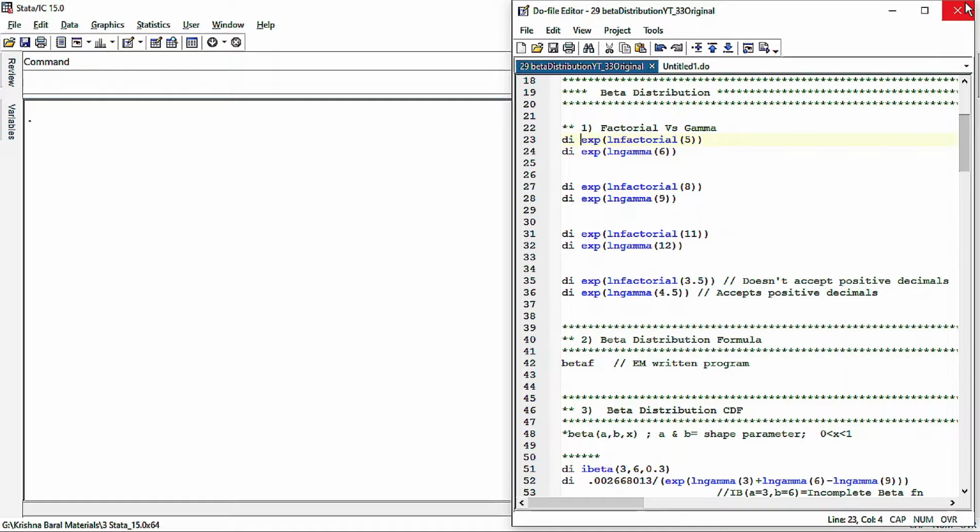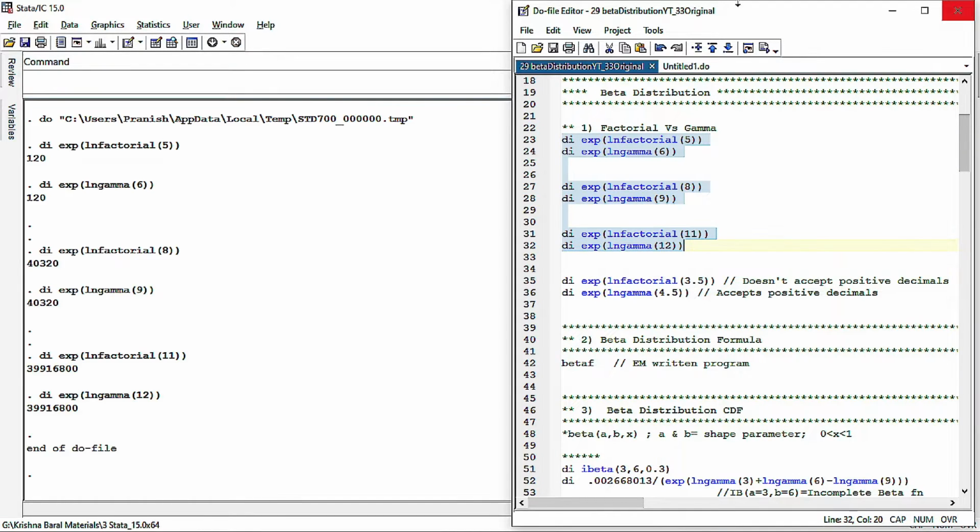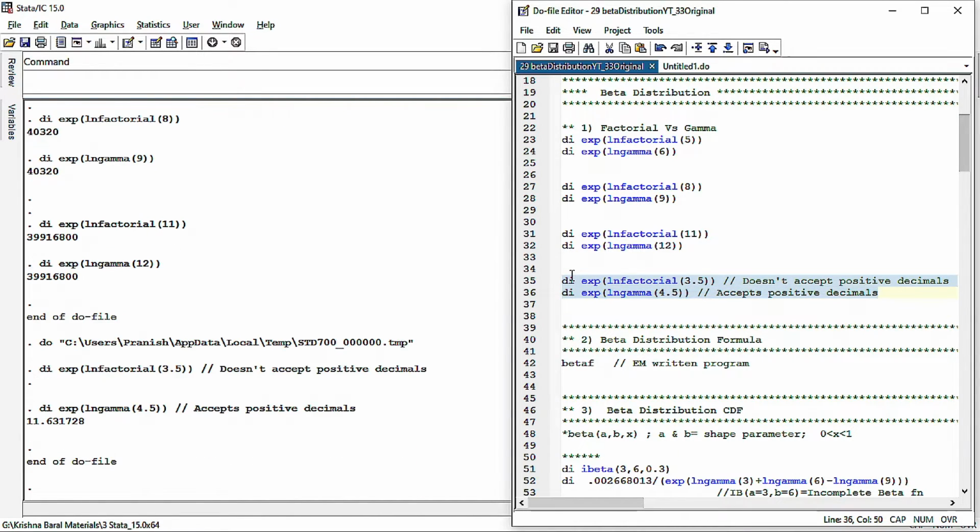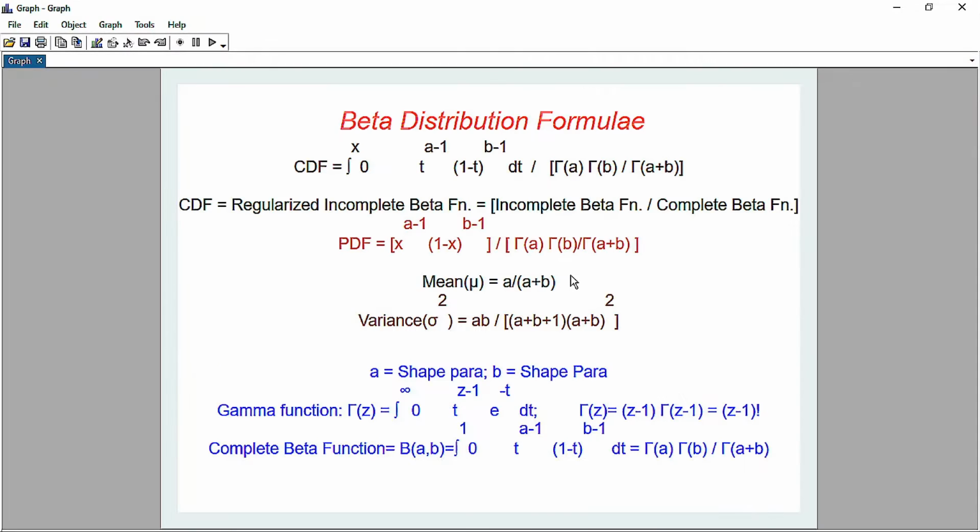And we want to show that gamma n is equal to n minus 1 factorial by this example. So gamma 6 is equal to 5 factorial, gamma 12 is equal to 11 factorial. We cannot calculate the factorial of decimal numbers, while we can calculate their gamma value. Now let us see some of the formulae of the beta distribution, and in our next session we will calculate the PDF and CDF of the beta distribution.